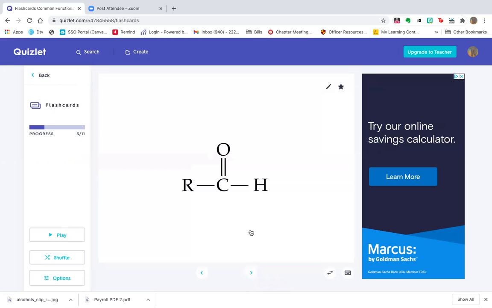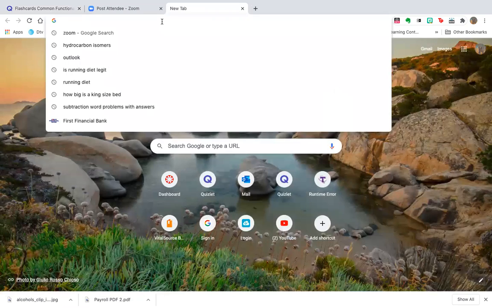And most of the problems that she'll present you on the quiz, they aren't going to look exactly like this because she's going to give you an actual molecule. So let's go back. This is an aldehyde. Let's look up an example of an aldehyde real quick.